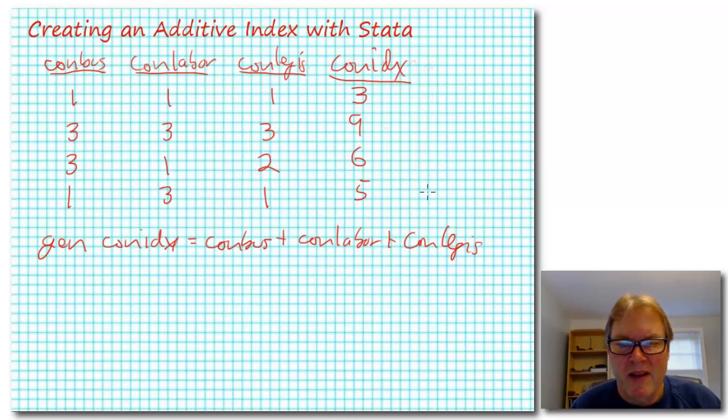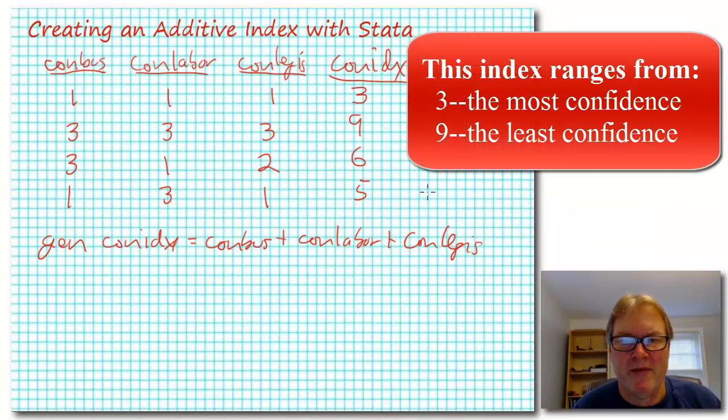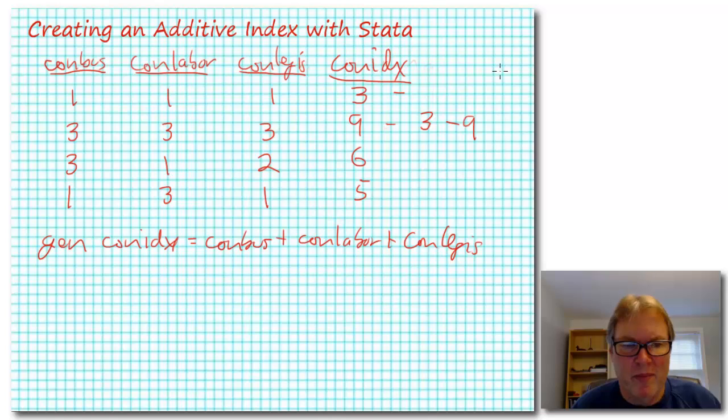So there's our index. Now, when I call this a confidence index, to some extent this is really a lack of confidence index because larger values represent less confidence. A respondent with the maximum score of 9 has the least confidence in these 3 institutions. A person with the minimum score of 3 has the largest confidence in American institutions. This particular scale, we can see by looking at these 2 extreme cases, will range from 3 to 9. It's not a bad scale, but remember, you have to know exactly what it is you're measuring.